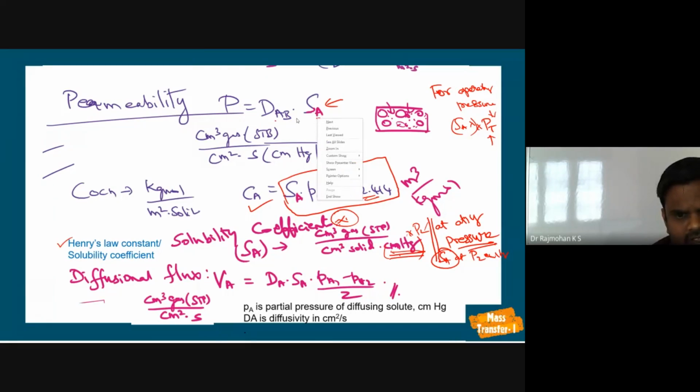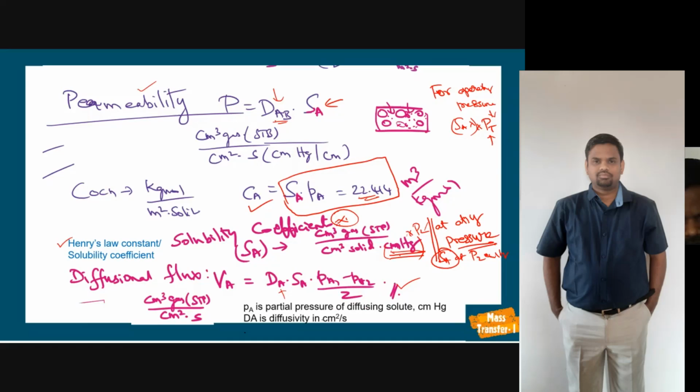Okay, that CA can be obtained, and permeability is defined as the product of diffusivity into solubility coefficient. Okay, so permeability of any polymeric membrane can be determined as a function of diffusivity, you can see here. So that way this diffusivity is used to determine the permeability. Okay, so if you want to determine the mass flux or diffusive flux, I gave you this expression yesterday, VA equal to dA into SA into dCA by dZ, or PA1 minus PA2 by Z.